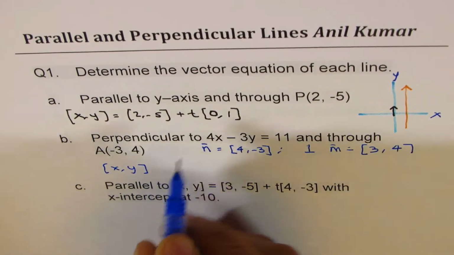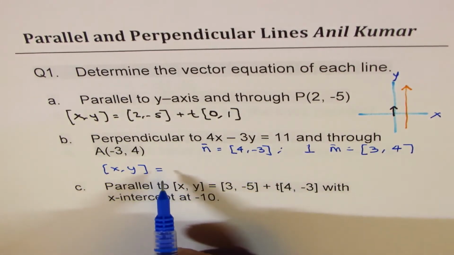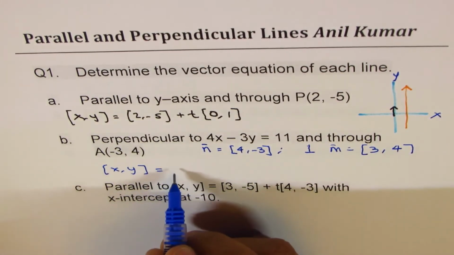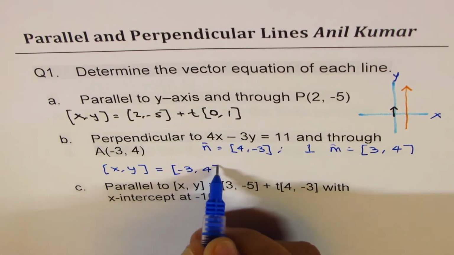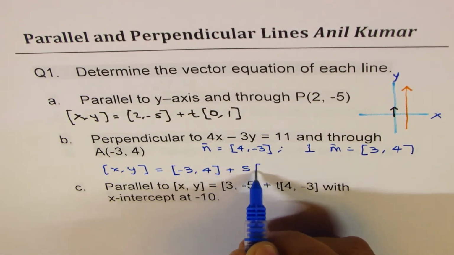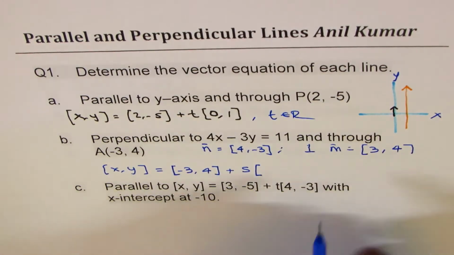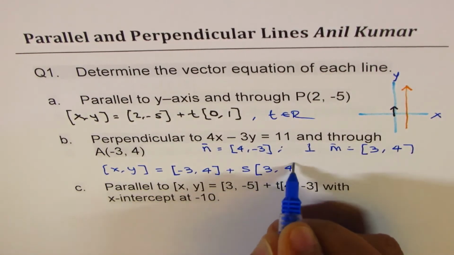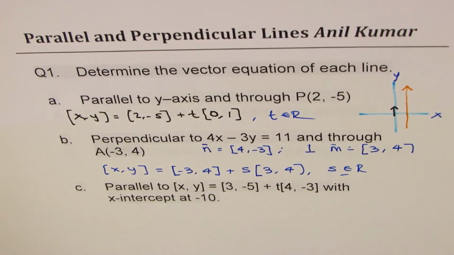So I'm writing all these equations in vector equation form. You can actually write them in other forms also, just for practice. Okay, so it is -3, 4 plus t times 3, 4. You could use any letter here, t or s. It doesn't really matter. You can say t belongs to real numbers, and I'll write s belongs to real numbers in this case, correct? It's important to include.